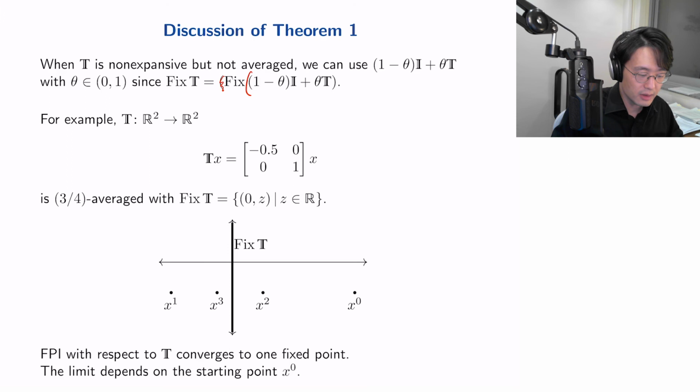So the set of fixed points is not unique, but given a starting point, the FPI converges to one fixed point. And I think through this example, it's quite clear that the limit will depend on the starting point x0. So in this particular example, if we were to start from this point as x0, then the limit point will be over here.